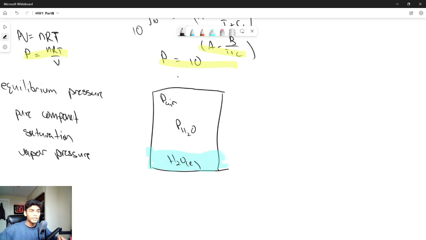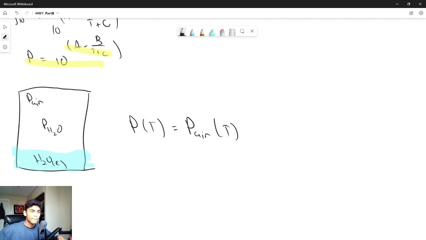So we can say that at any point in time, the total pressure at some temperature is going to be equal to the partial pressure of air at that temperature plus the partial pressure of water at that temperature.